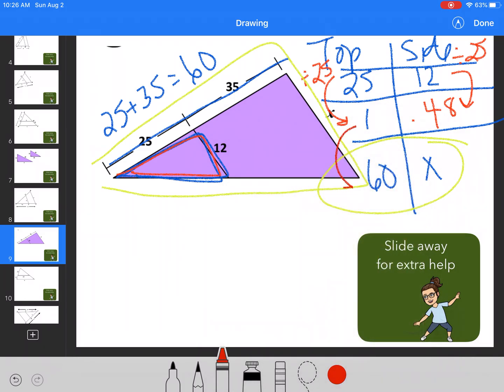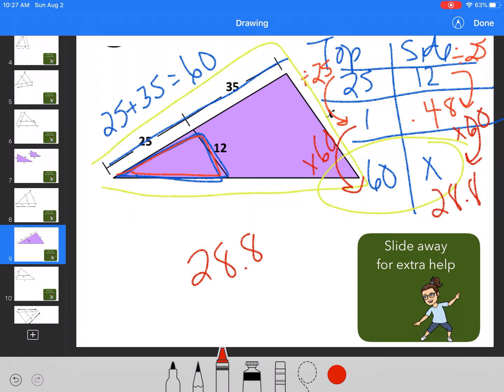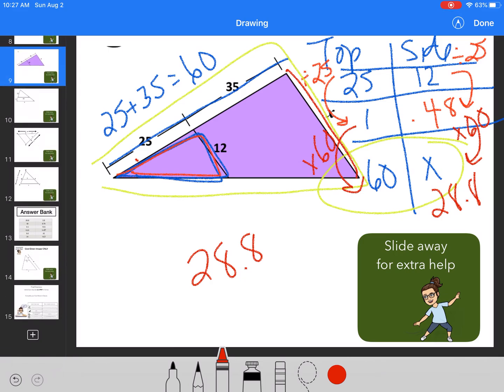Okay, so now I would multiply by 60. So I'm going to multiply this side by 60. And I get 28.8. So my x would be 28.8, which is about half when you think about it. 12 is about half of 25. 28.8 is about half of 60. So it's kind of important to think about. We only have 3 more.